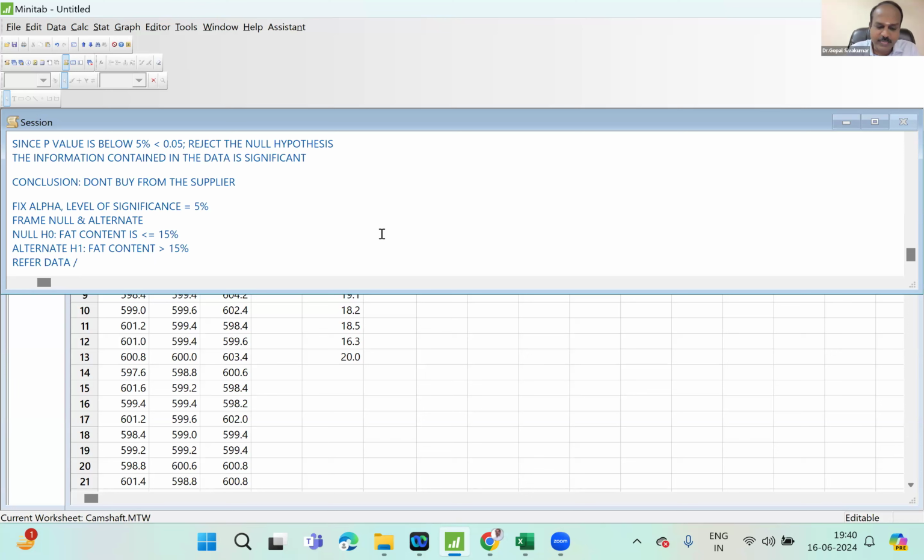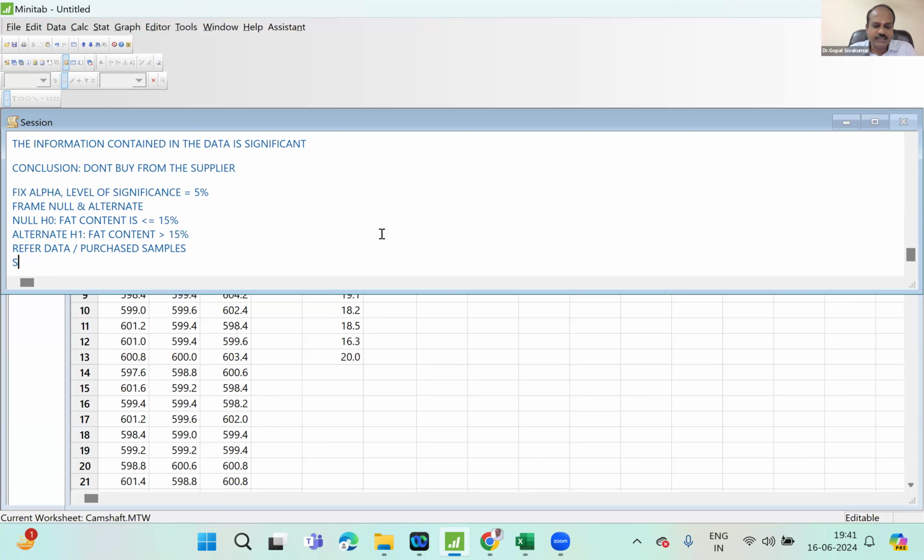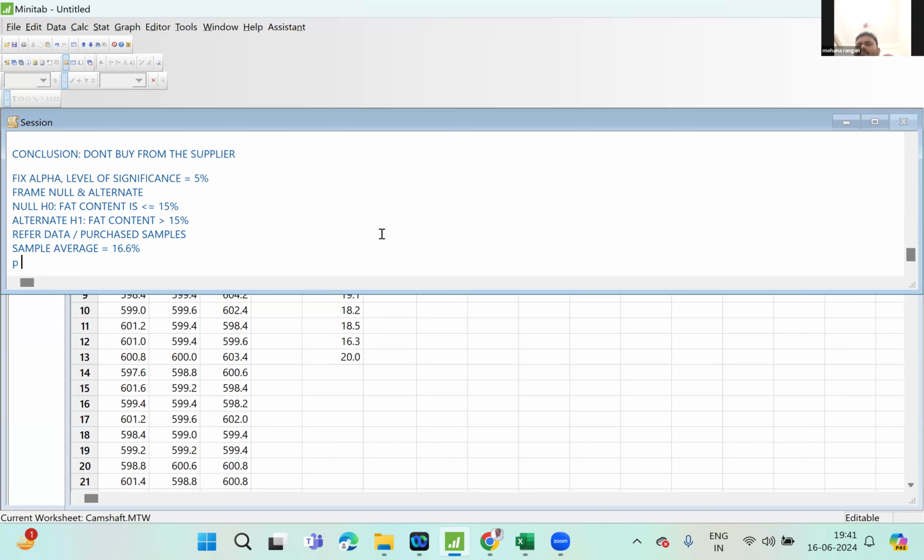Here, how do we refer data? We purchase the samples, right? That means you are doing some experiment. And then the sample average is the statistic. Sample average is found to be 16.6%, with a p-value of how much? With a p-value of 0.008. With a p-value of less than 5%.